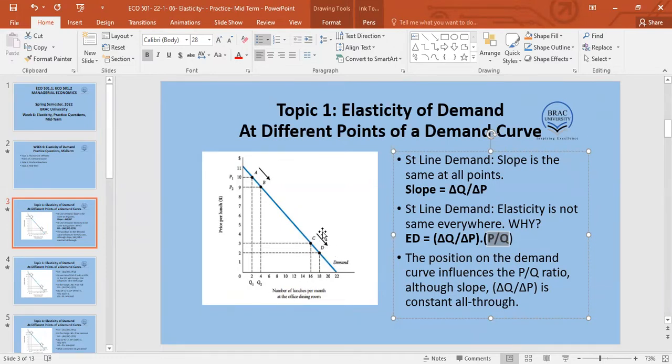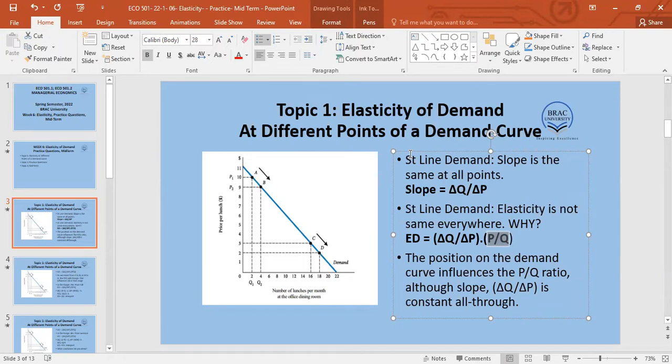The same thing is happening in the CD range. If we move from C to D, price changes by 1 unit, 3 to 2 or 2 to 3. If we move from C to D, quantity also changes by 2 units, 16 to 18 or 18 to 16, whichever way we move. So this particular example was brought to show that as we move from A to B or C to D, the change in the price, del P, and the change in the quantity, del Q, is the same. Right now?